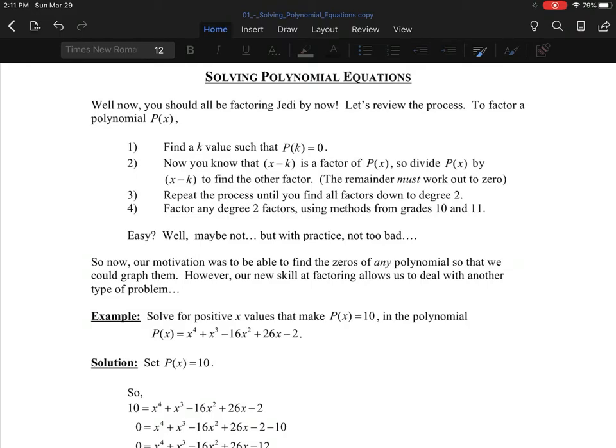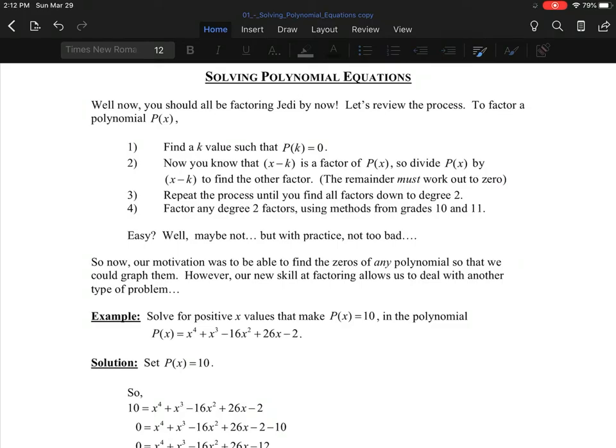So let's review it. To factor a polynomial, p at x, first we find a k value such that p at k equals 0. Finding that k value sort of seems like trial and error, but there is a systematic approach to finding it. Try 1, then -1, try 2, then -2, and you'll find one fairly quickly most times. Now that you know that x minus k is a factor, divide it out. So divide p at x by that x minus k to find the other factor. And this remainder must work out to 0.